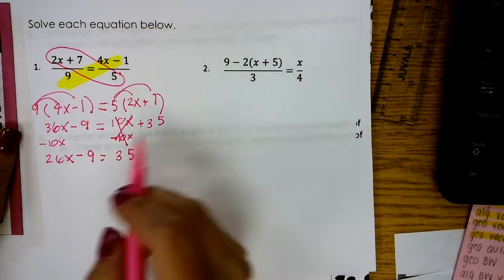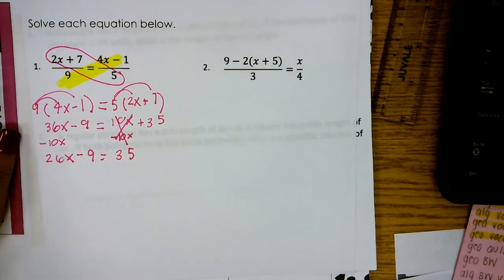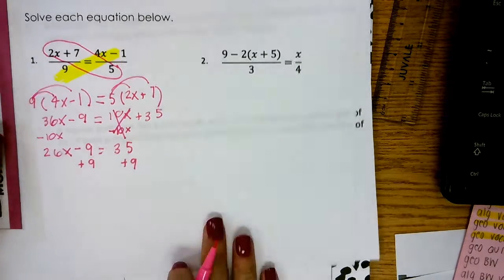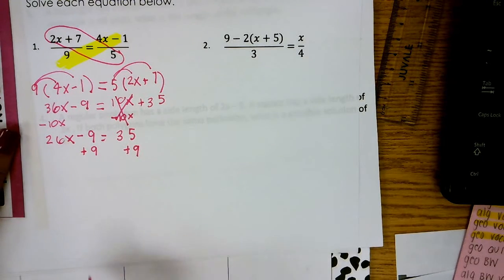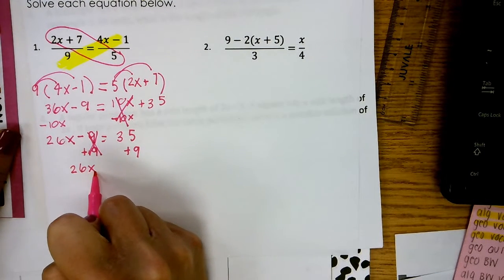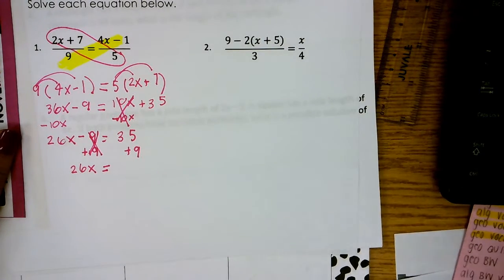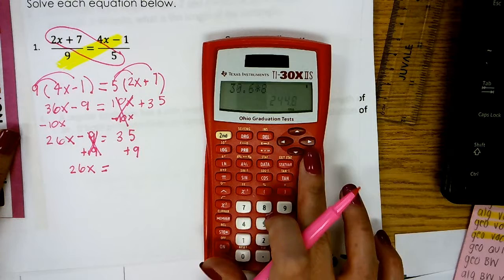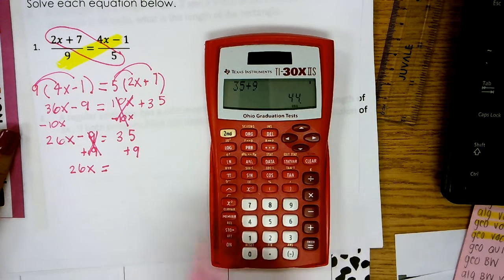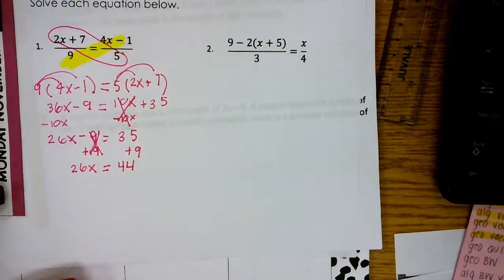Now we want to take this minus 9. What is the inverse of subtracting 9? Adding 9. So we're going to add 9 to both sides of the equal sign. When we do that, on the left, the 9's cancel out. So we have 26x equals, and then we have to actually do 35 plus 9. If you're not sure what that is, use your calculator to help you. 35 plus 9 is 44. So we have 26x equals 44.